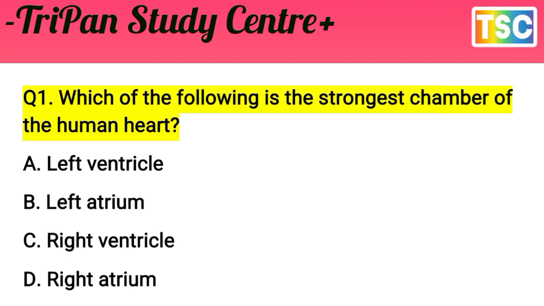The left ventricle is the strongest chamber of the heart. The left ventricle pumps oxygen-rich blood to the entire body. That's important. So the left ventricle is the strongest chamber of the human heart. That's an important question.